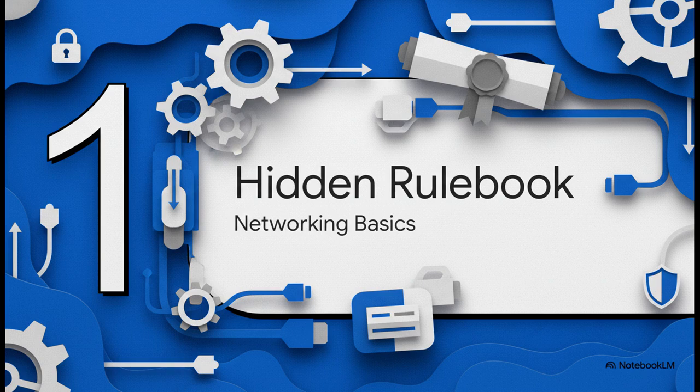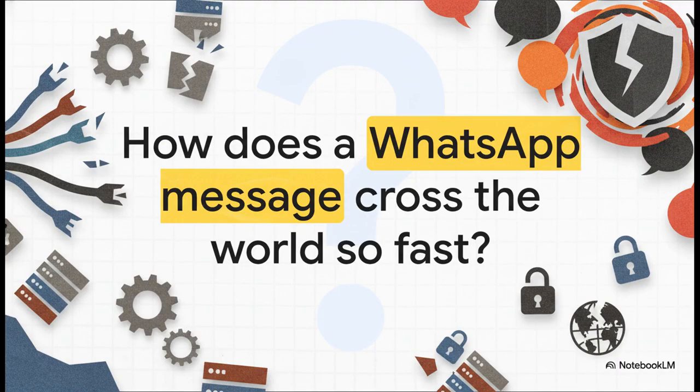Part 1. The Internet's hidden rulebook. So, going back to that WhatsApp message, how does data move so flawlessly? Well, to answer that, we gotta look at the chaotic early days of the internet. Man, it was basically the Wild West.